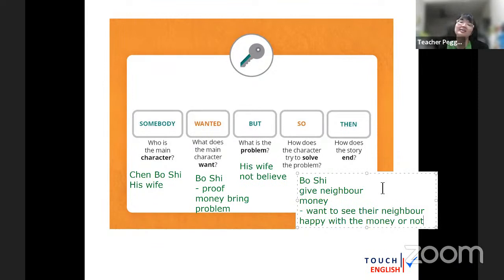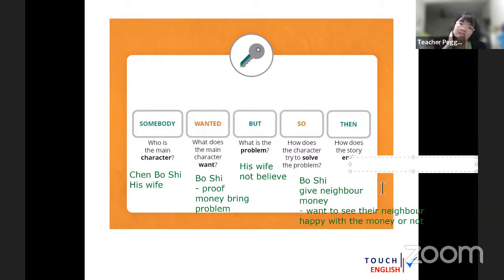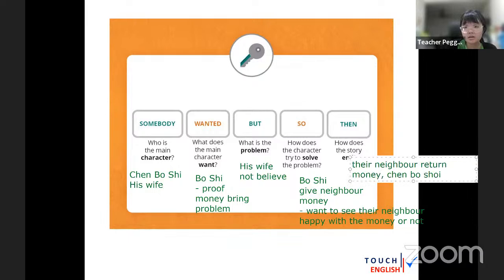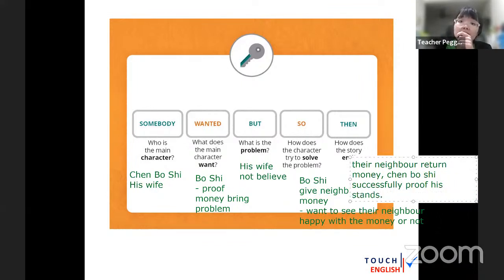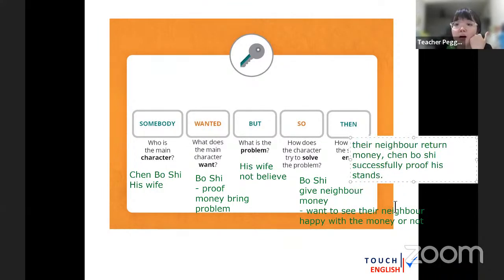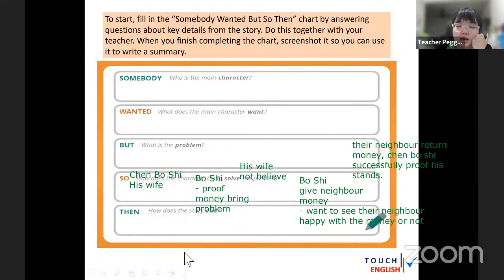So how does the story end? Their neighbor is not happy with the money because their neighbor also found out that the money brings problems, and returns the money. Their neighbor returns the money. Chemboshi is successful. He fully proves his point, his stand. He stands where the money brings problems. Okay. 但就是说立场, okay, he stands, so he successfully proves his stand that money brings problems. So you see here, the next page.